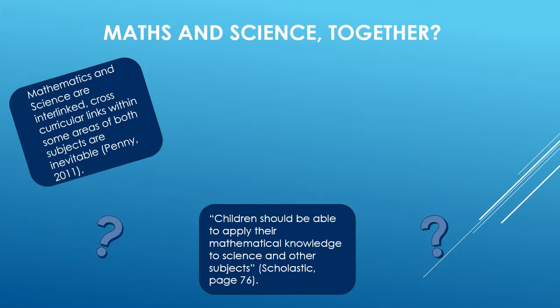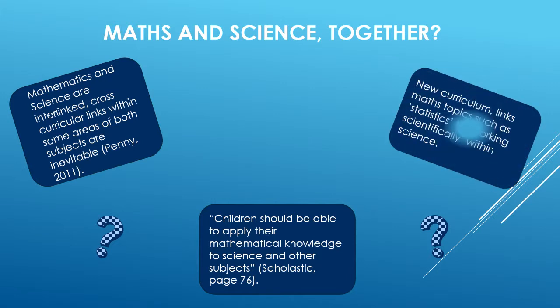Furthermore, Penny 2011 declares links between mathematics and science will always exist and are sometimes inevitable. This reinforces the notion of both subjects being very interlinked. Mathematics will always provide a context for multiple areas in science. It also allows children to further develop their mathematical skills through application in certain areas of science.